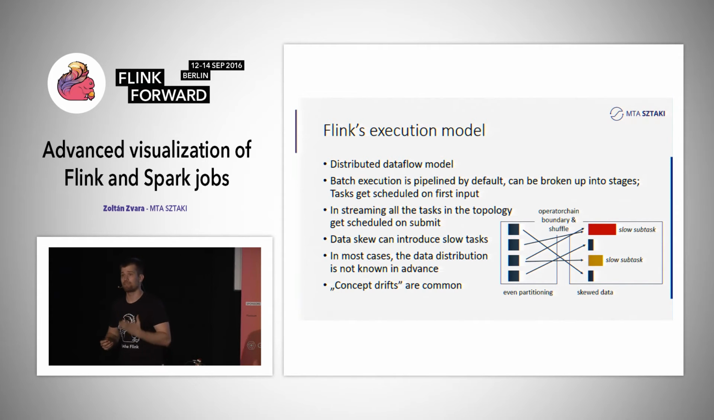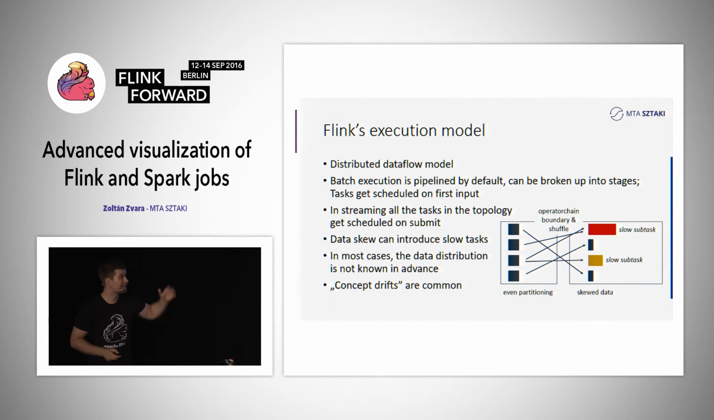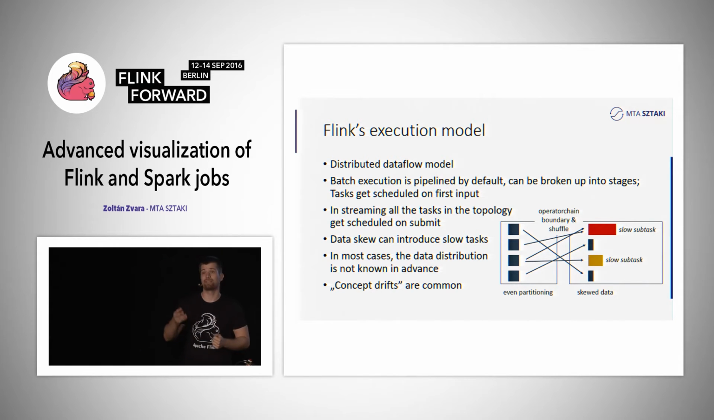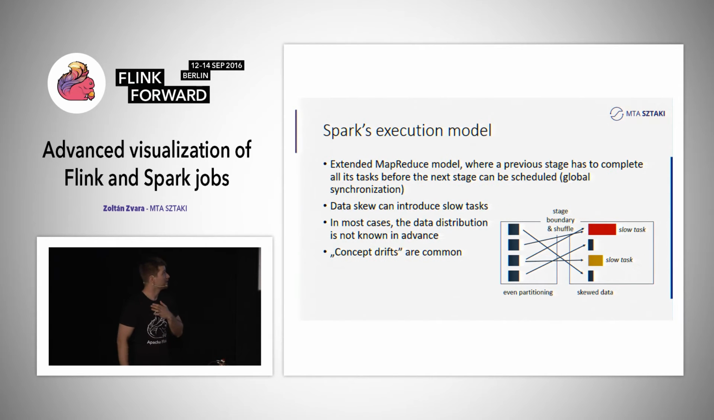But basically, what you see is that, of course, despite those characteristics of each system, and we'll see them for Spark in a moment, you will still see data skew and slow tasks. And of course, the data distribution, especially in a streaming system, is something that you don't know upfront, so you will have to sort of learn it on the fly in most cases and adapt on the fly. So let's have a look at Spark just to have the same counterpart on the other side.